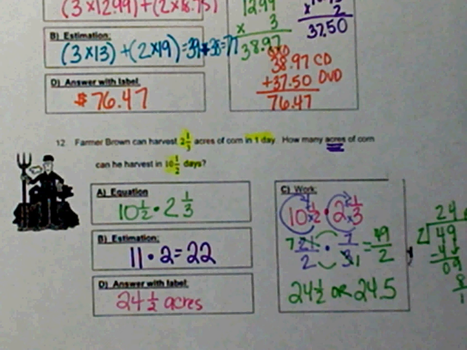Multiply the top times the top, bottom times the bottom. I get 49/2. That is a bobblehead. That is an improper fraction, so I've got to get it out of the improper. Divide. My answer is 24 1/2, or 24 5/10. So my answer is, I can do 24 1/2 acres in 10 1/2 days. Good luck on the test tomorrow.